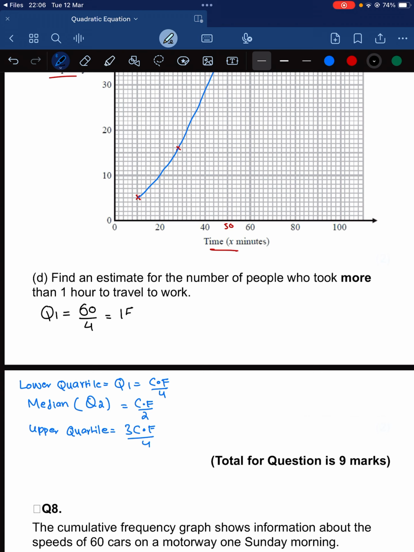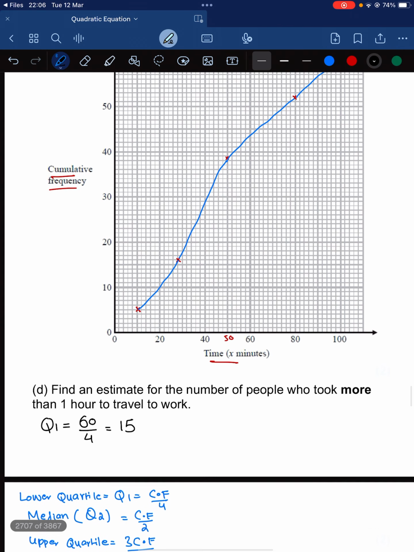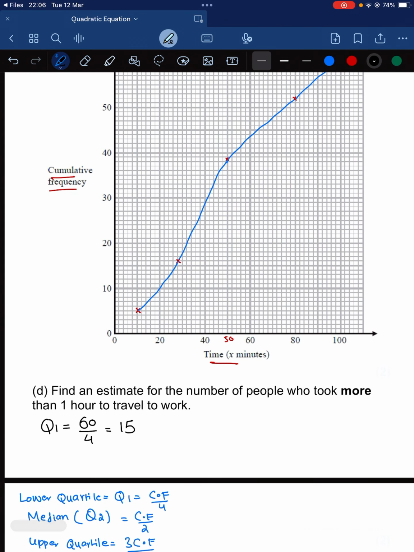So 15 is not your answer. You need to look for the value of x against this value. This is the mistake that most students make. After dividing, they think the value they get from the formula is the answer. Basically that is not the answer. We need to look for the value of x from the graph against these values. Let's say we have 15. Against the 15, let me draw a line so we can see clearly.